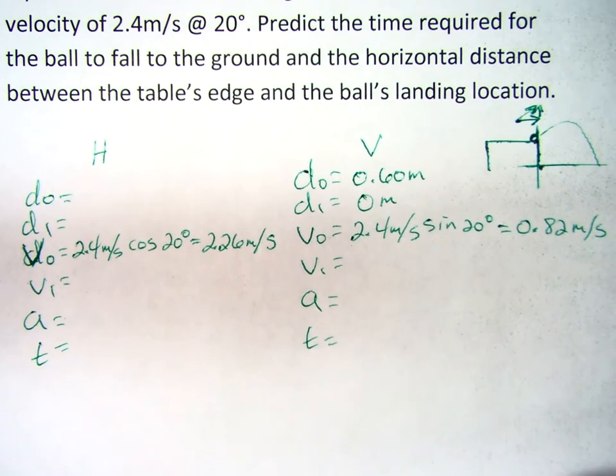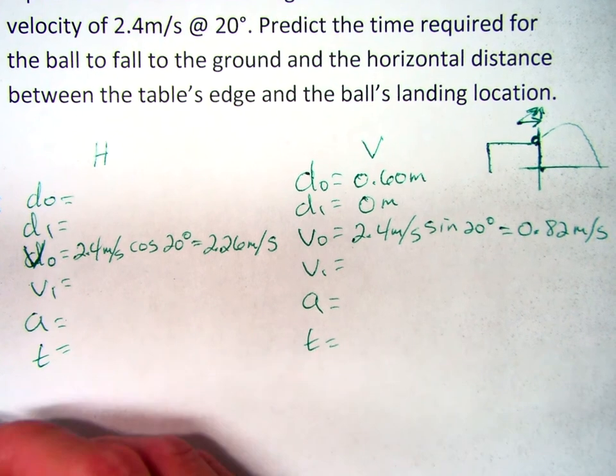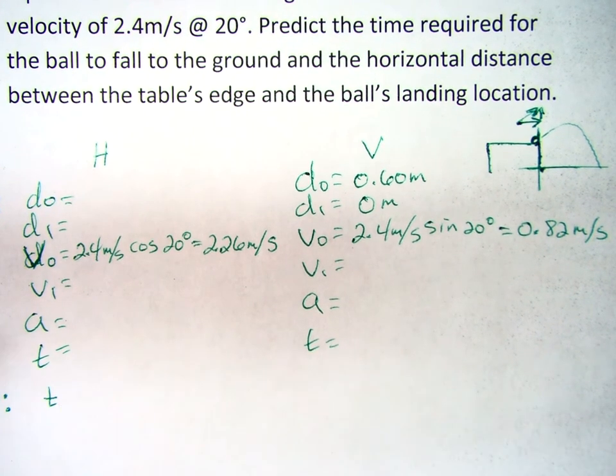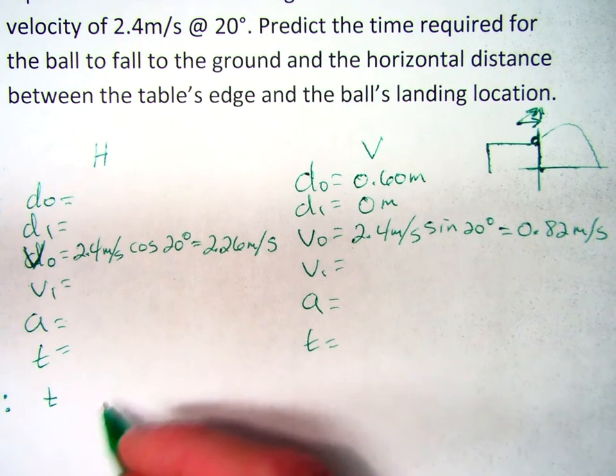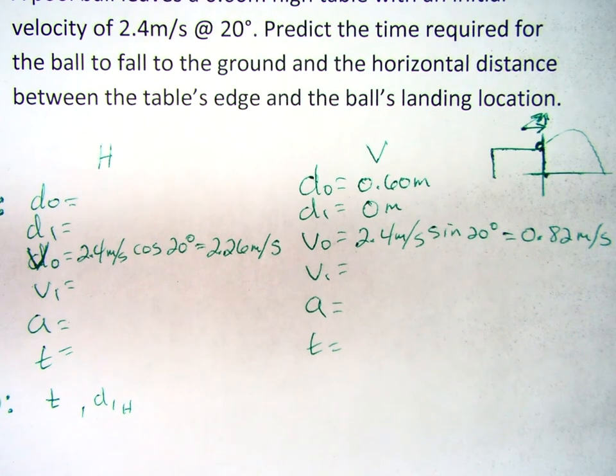Now, it doesn't say what the final velocity is in the problem. The next thing it says is predict the time required. So we're looking for time. That's an unknown. And we're looking for the horizontal distance. That's D1 horizontal. Okay, any other information that you know that's not mentioned in the problem?